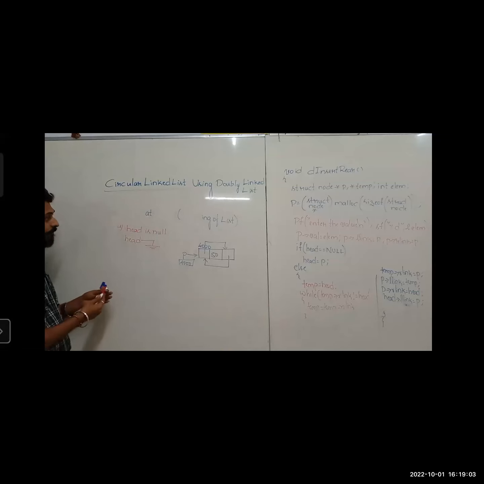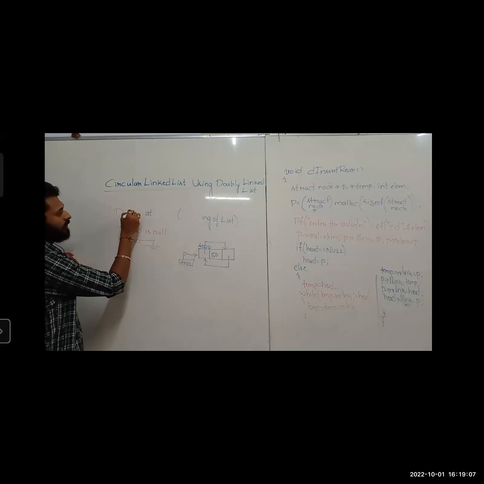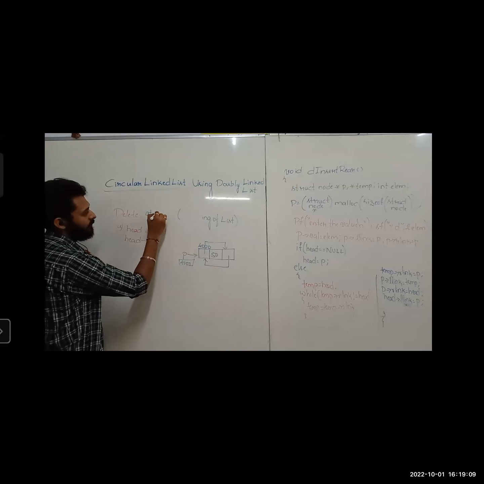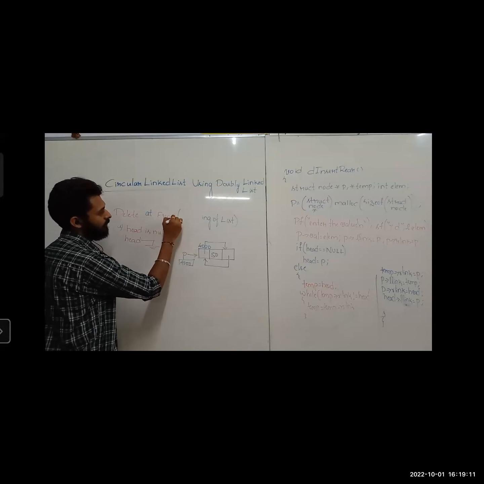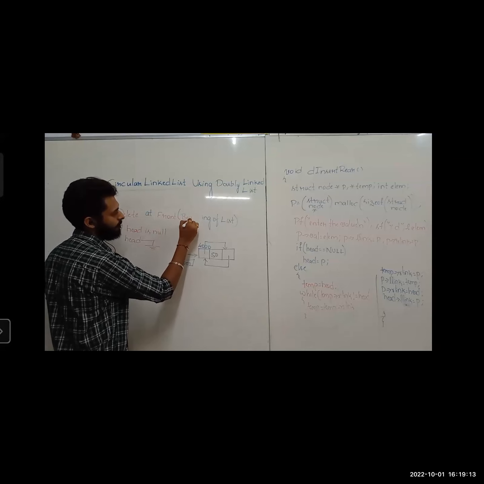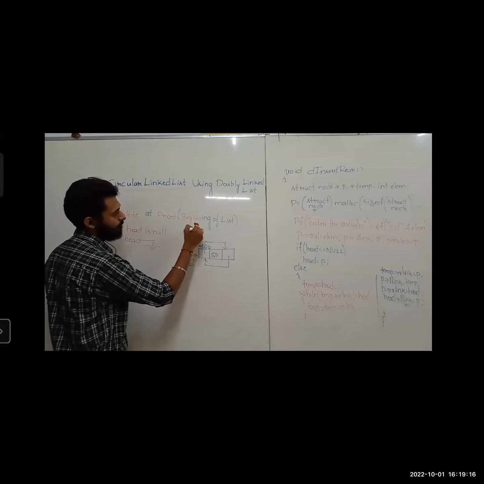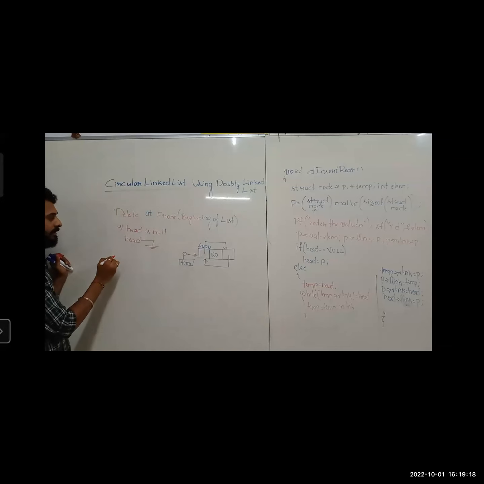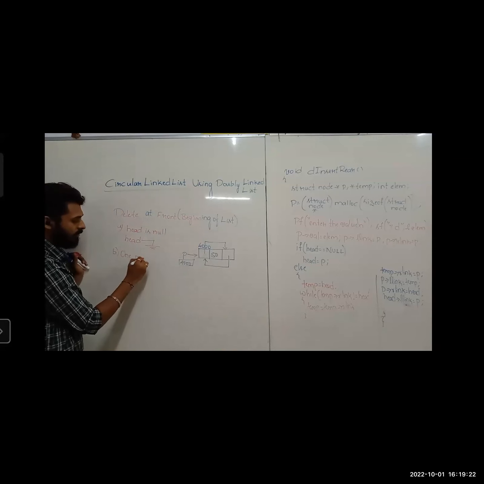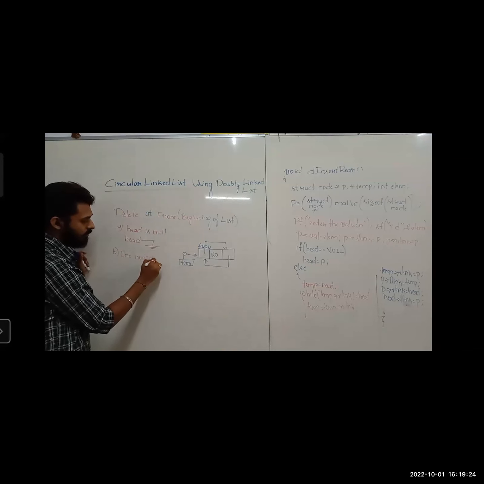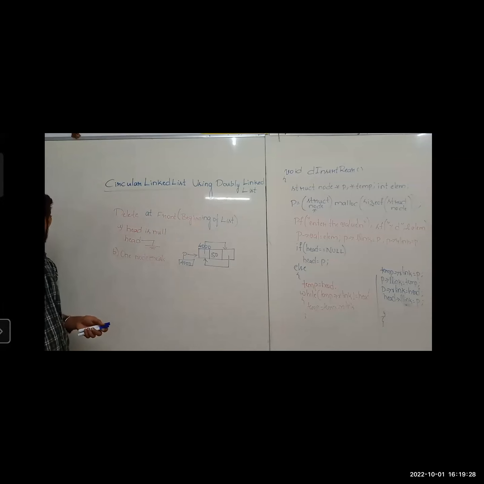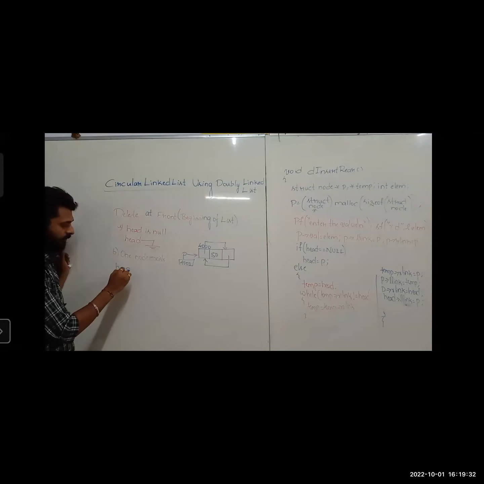Keep observing. Here it is delete at front. Here I should say, beginning of list, head is null. One node exists. Then what should I do? In this case, this is your head.